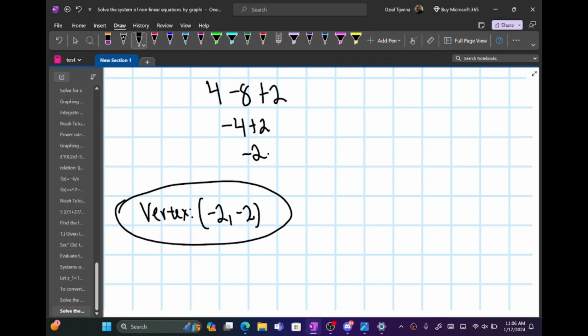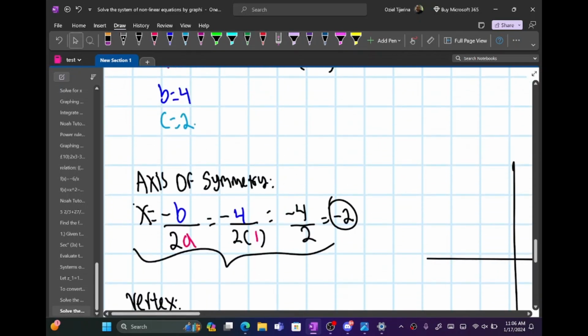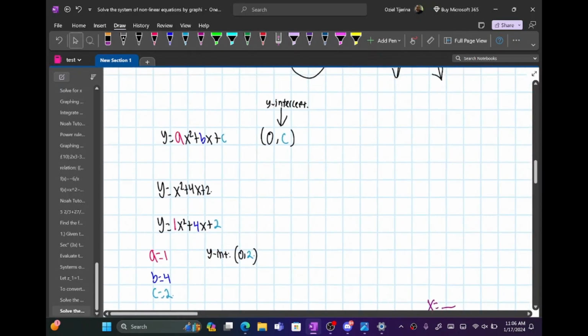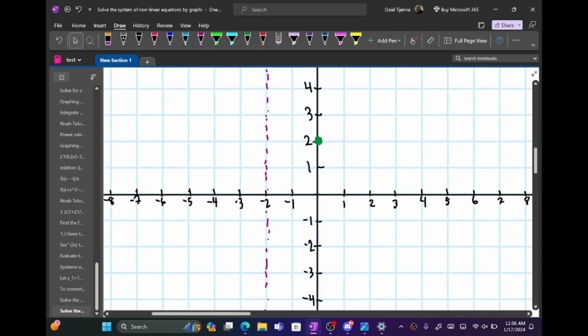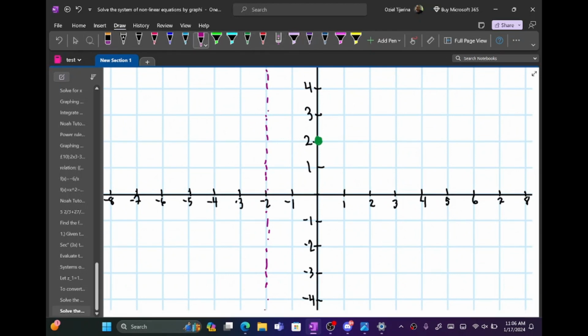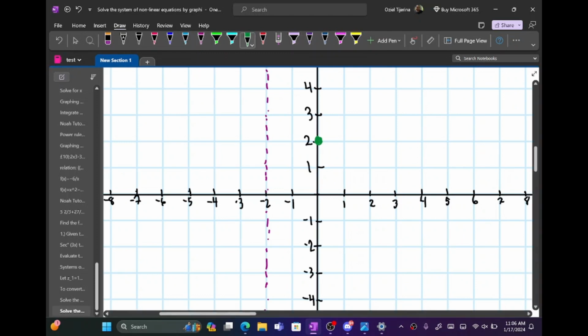We're going to plot this on the Cartesian plane, or the coordinate plane here. So we're going to plot it right over here. It's going to be right here, -2, -2.